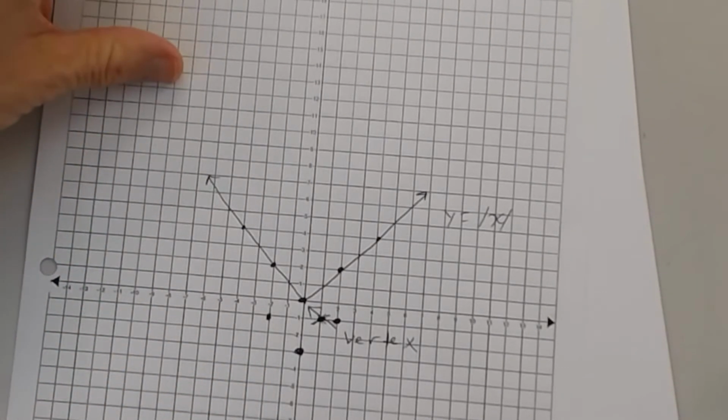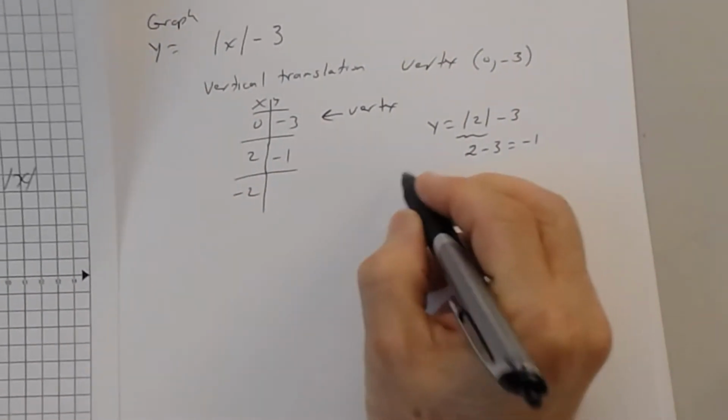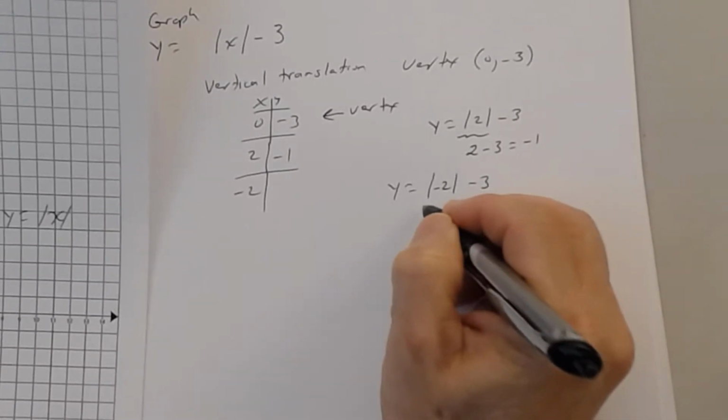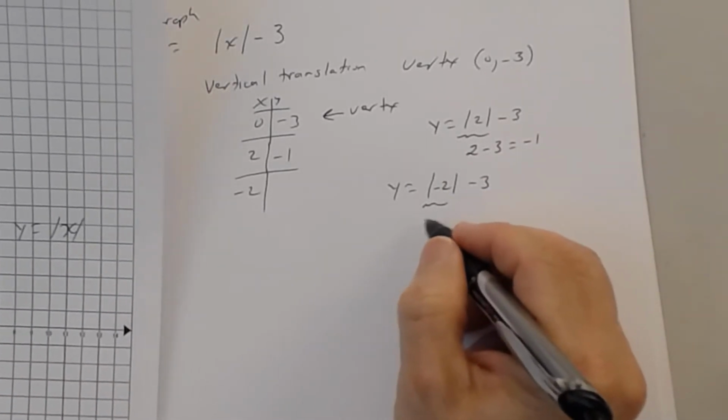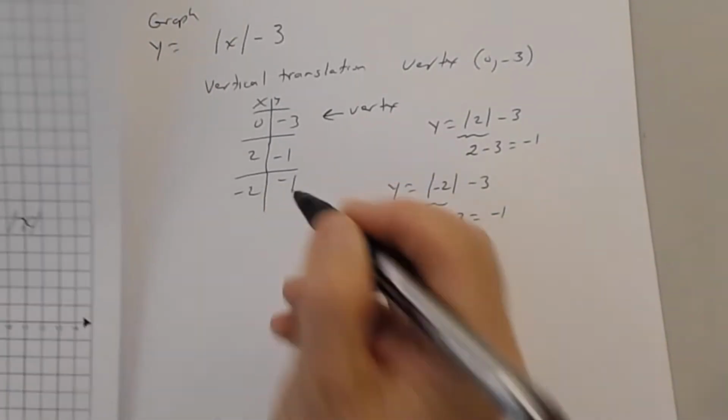So let's check. What's the x value? Negative 2. Let's see if it's true. If x is negative 2, I get y equals the absolute value of negative 2 subtract 3. What's the absolute value of negative 2? And what's 2 subtract 3? Negative 1. And that's what we said it was supposed to be.